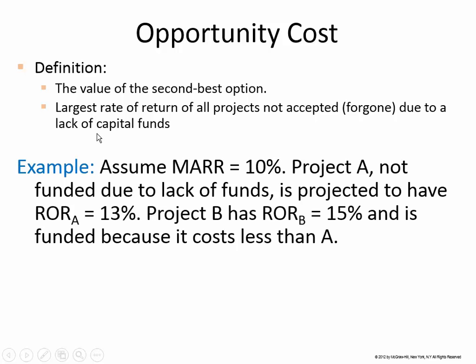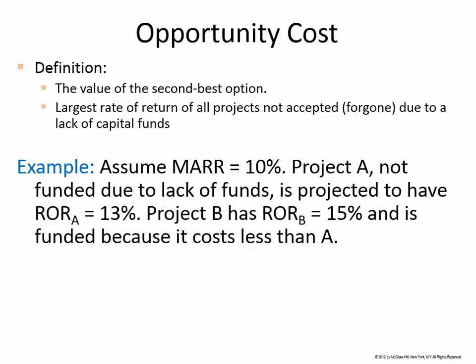So let's say that we've got two different projects. We've got project A that we didn't do, and project A would return 13% to us. Project B will give us a return of 15%. If these two projects cost the same amount of money, then we'll choose the one that has the highest rate of return. So we'll do option B, which is higher than the MARR, so that's good. That's a thumbs up, yes, do the project.